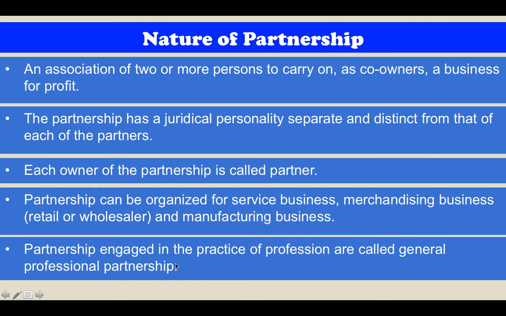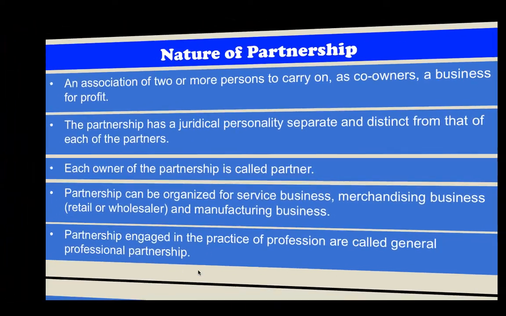Partnerships engaged in the practice of a profession, so this is a service business, are called general professional partnerships. Like doctors forming a partnership, okay, if they have different specializations, accountants forming a partnership, engineers, lawyers, okay. So these are called general professional partnerships.